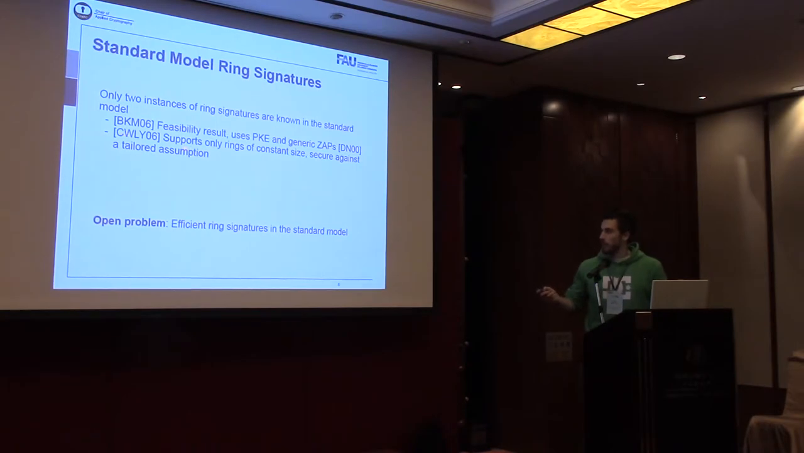Whereas the work of Chao and co-workers is in the standard model, so it does not have any CRS or random oracle, but it supports only rings of constant size, and it's secure against the Taylor distribution. So giving some sort of construction which is efficient, and by efficient I mean usable in practice, and at the same time in the standard model, is still an open problem.